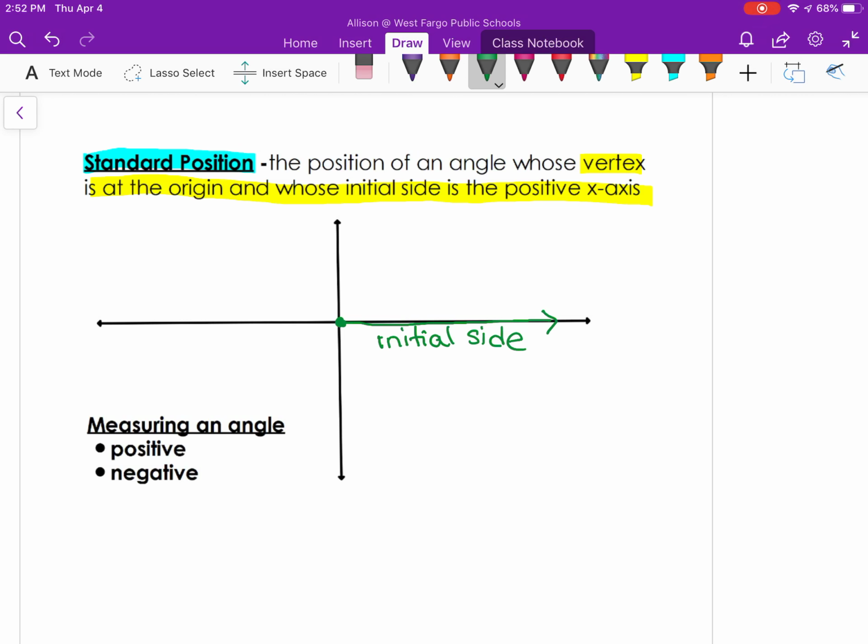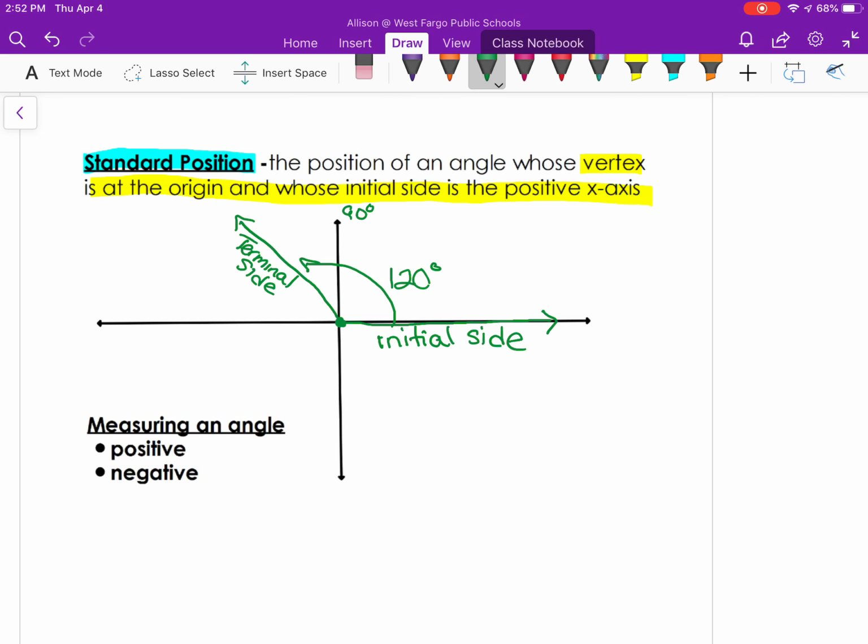And then it's in standard position as long as it starts here, and if we go to the right or counterclockwise, the ending side is called the terminal side. And this is 90 degrees, so I drew an angle that's approximately 120 degrees. So that's an example of drawing an angle in standard position. That angle's initial side started at the positive x-axis, vertex at the origin, terminal side.